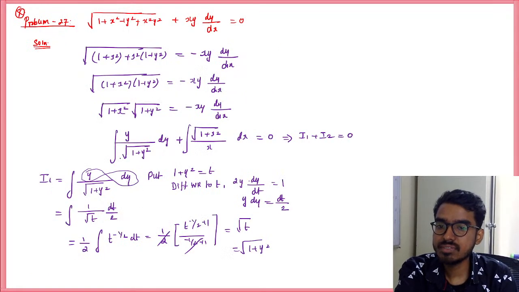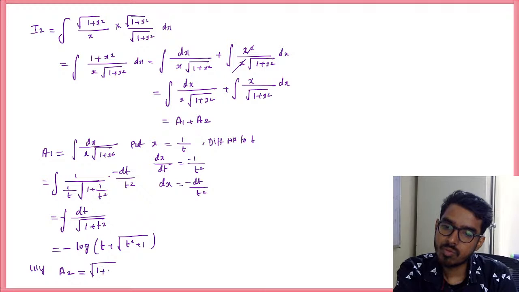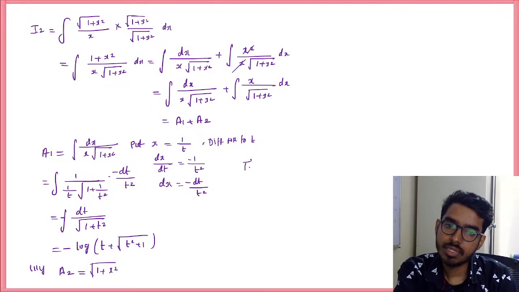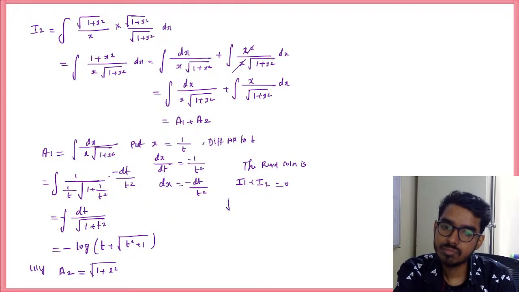a2 is same as this I1, right? y divided by root of 1 plus y square. So you will get a2 to be equal to root of 1 plus x square is your a2 integral value. Substitute in 1, that will be the required answer, right? I1 plus I2, required solution is I1 plus I2 is equal to 0. What is I1? I1 is root of 1 plus y square, and I2 is a1 plus a2. So a1 plus a2 is equal to 0.